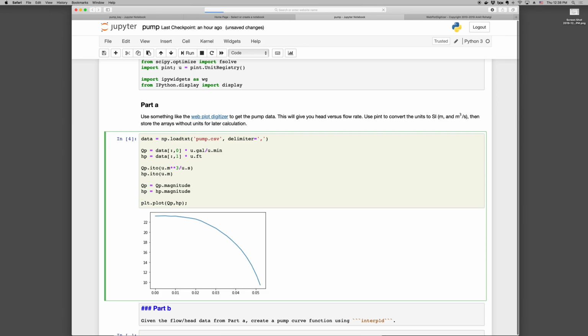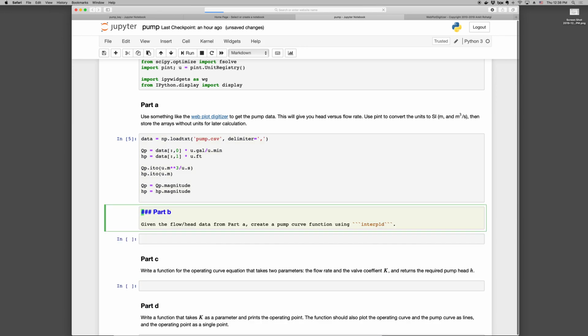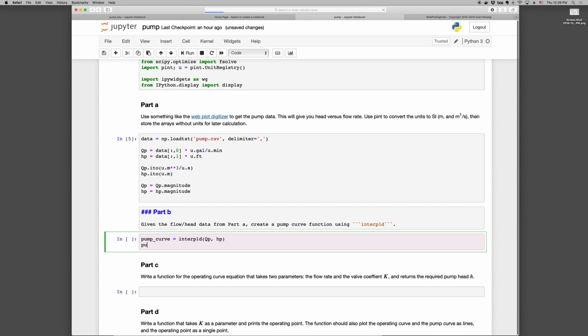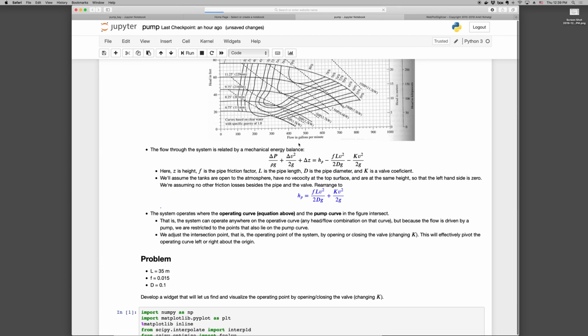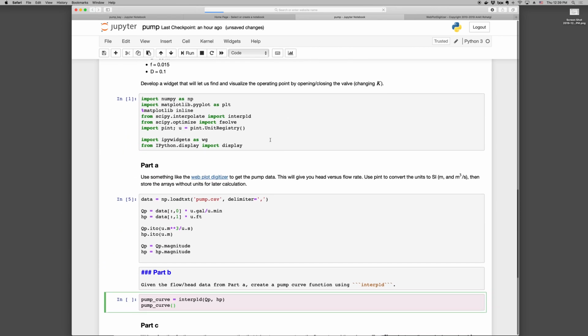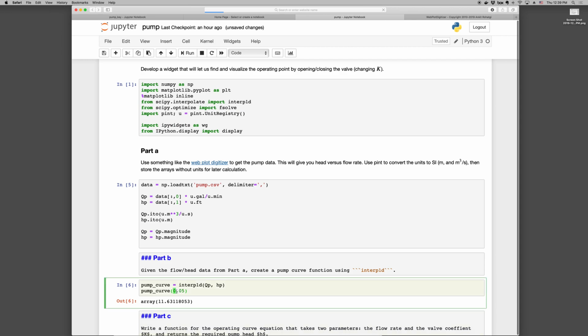Okay, great. So now part B, given the flow and head data from part A, let's create a pump curve using interp1d. So this is easy. We just call it pump curve equals interp1d, and we give it the x data and the y data, QP and HP. And now this pump curve is a function that we can pass in any value that we want along this axis. So if we put in like 0.05, we get the value out. So this is our function now, and we get it from interpolating.